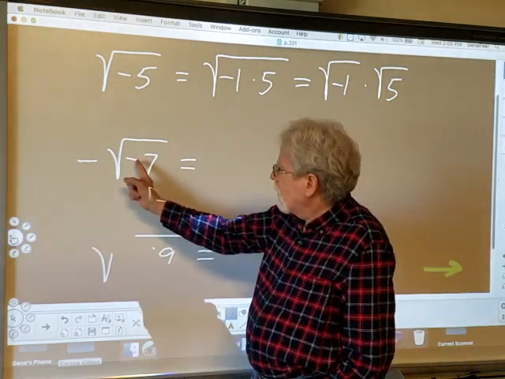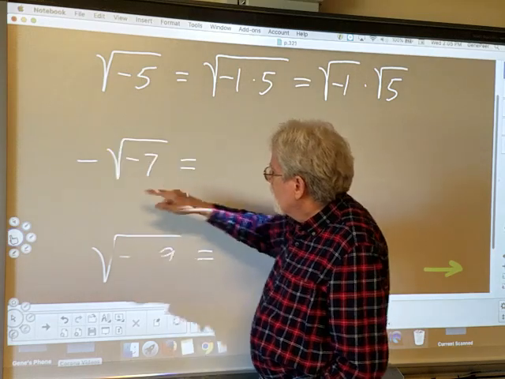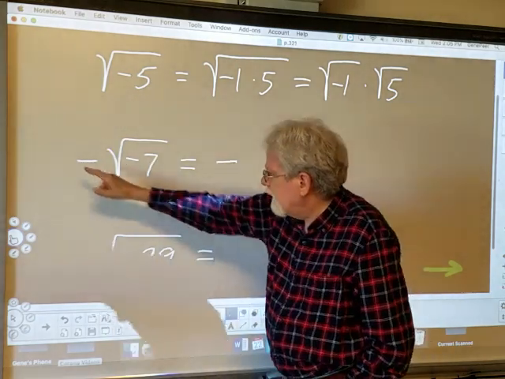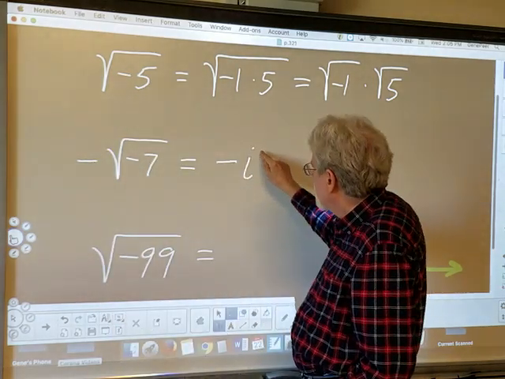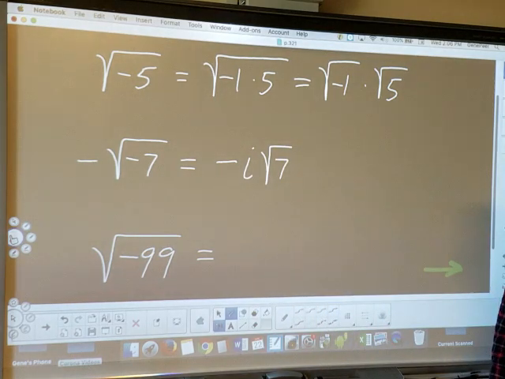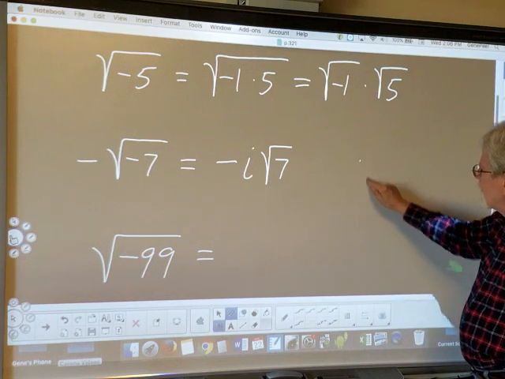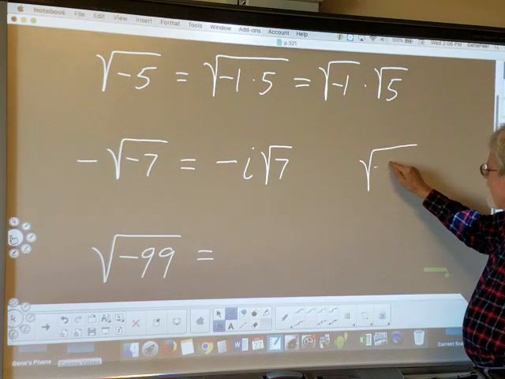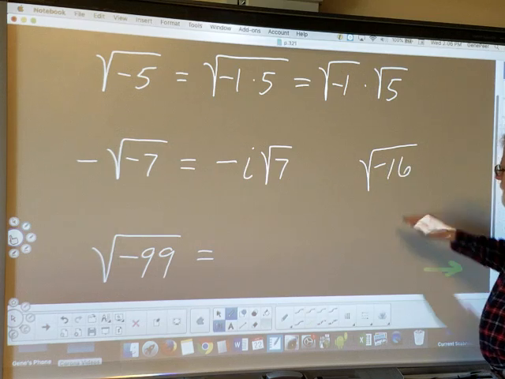So the i pops out. Pa-ching! I end up with negative i square root of 7. That survives. Meditate on that for a while. Oh, here's a simple example I didn't even put on the board. How about the square root of, say, negative 16?